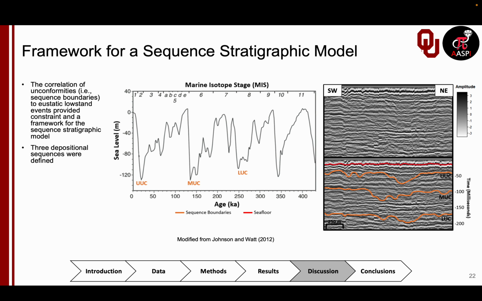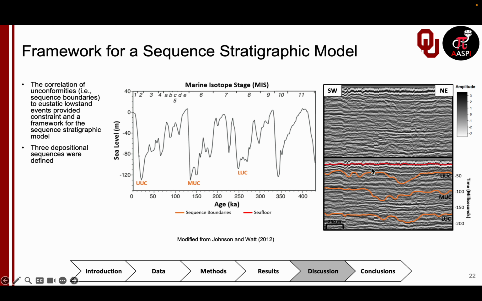So what this does for us is basically provide the bones for our sequence stratigraphic model. To recap what I just told you, we're saying that our lowermost unconformity formed here during the MIS8 low stand, our middle unconformity formed here during the MIS6 low stand, and then our upper unconformity formed here during our MIS2 low stand. So we can see over here that we have the bones of our sequence stratigraphic model, and we have defined three sequences. So we have one sequence here, one sequence here, and then one sequence here.